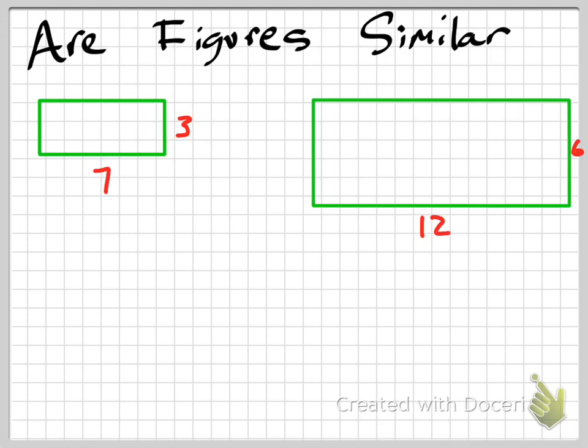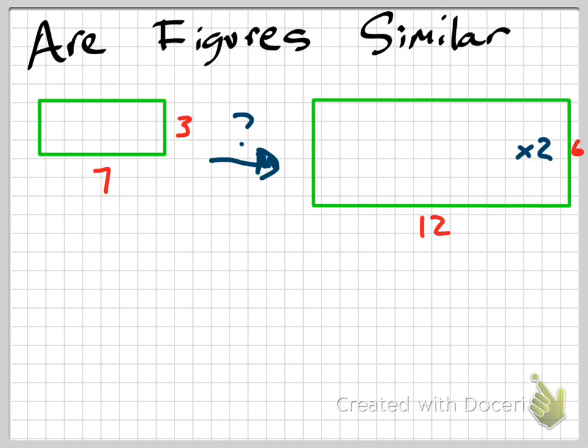So let's go ahead and see what happened on this particular shape. We started with a side of 3, and we ended up with a side of 6. So what did I multiply by? Well, I multiplied by 2. So 3 times 2 equals 6.